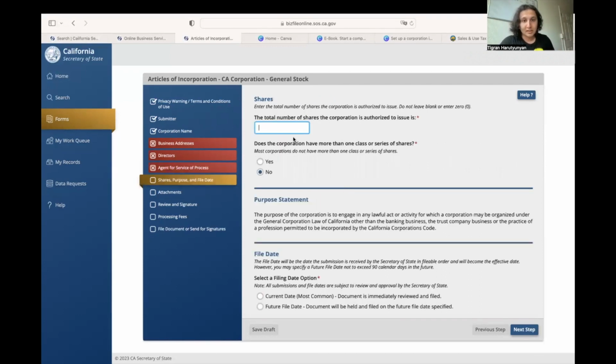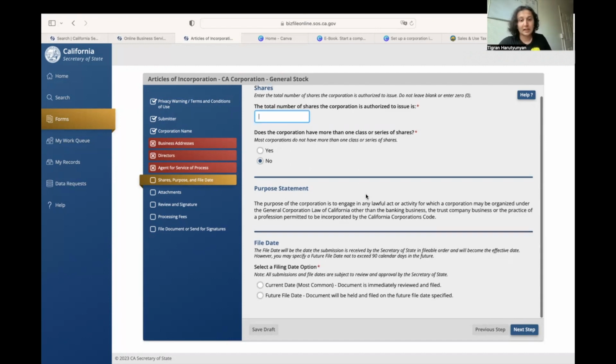Now, total number of shares you're issuing. So this is basically something you have to decide beforehand. You can always authorize additional shares. So this is not, I'm sorry, I apologize, this is not what you're issuing. This is what you're authorizing. So this is what you potentially can issue, right? Small companies would usually start with 100 shares. California, generally speaking, does not tax you based on the number of shares. So there aren't too many limits here. But again, better to consult with someone or decide beforehand how many shares you want. Here, you can also choose different classes of shares, if you want to.